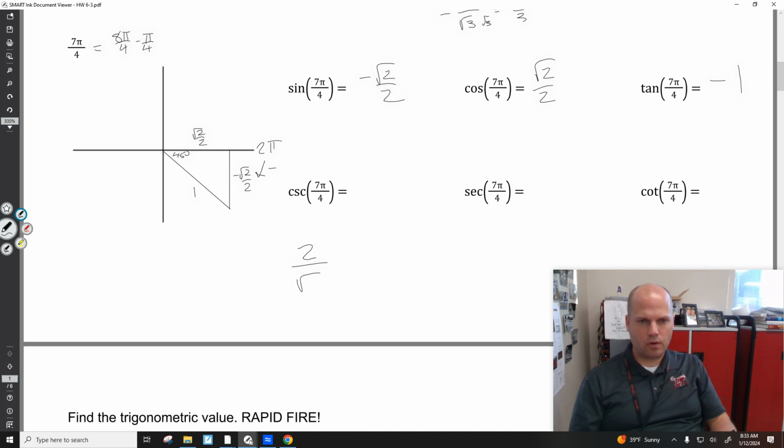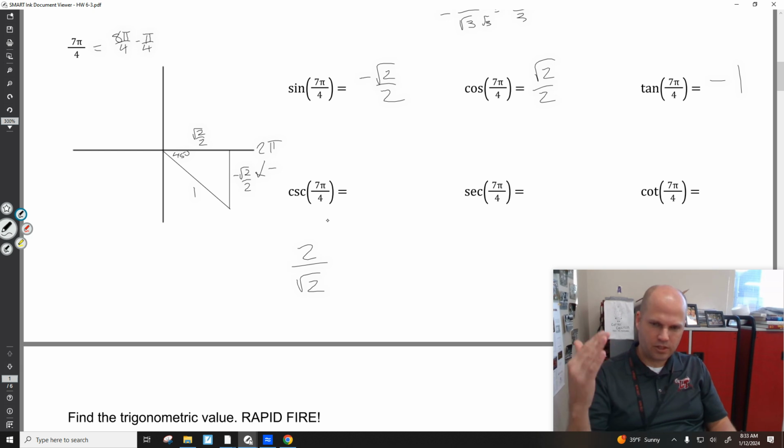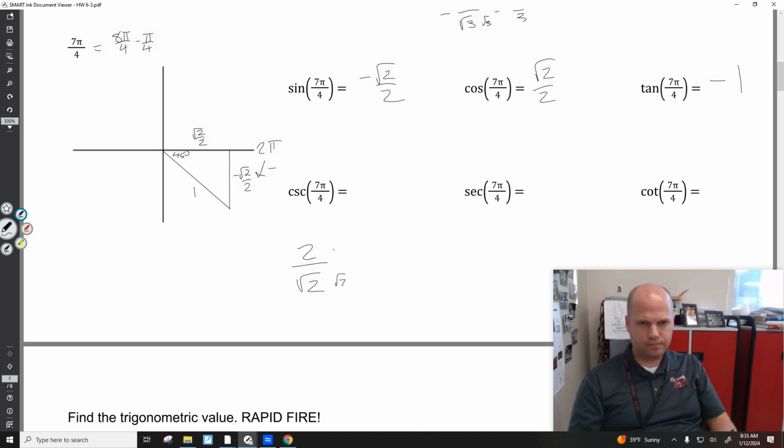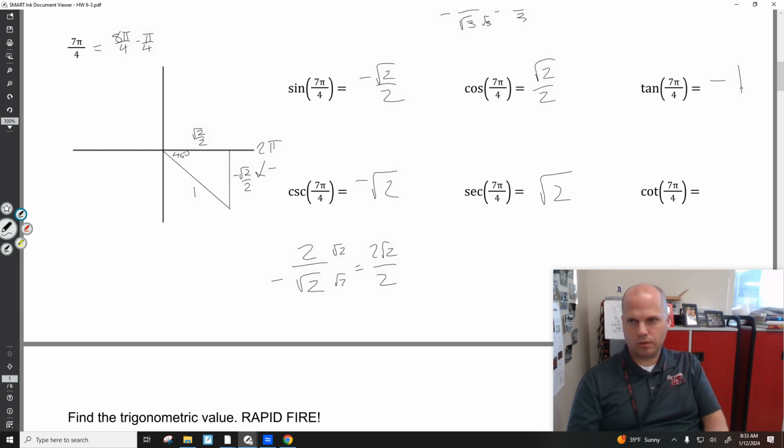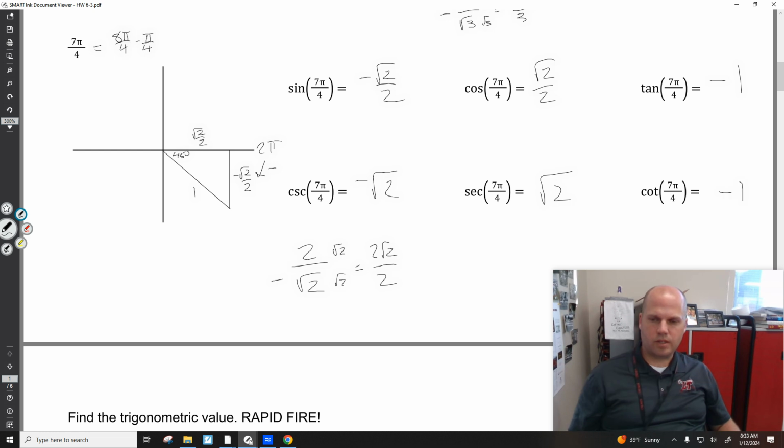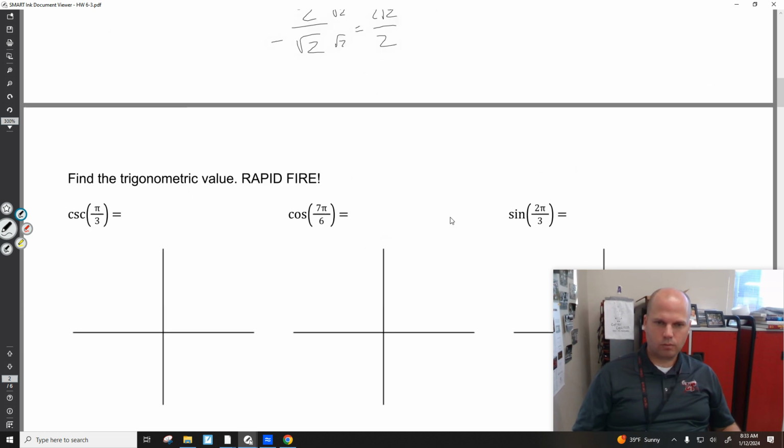Cosecant, if we flip 2 over root 2, it's like flipping 1 over root 2, which ends up being root 2. This is a negative, though. Secant will be this flipped, which is root 2. Cotangent will be tangent flipped, which is negative 1. Okay? Nailed it. Now, the next page, we're rapid firing.